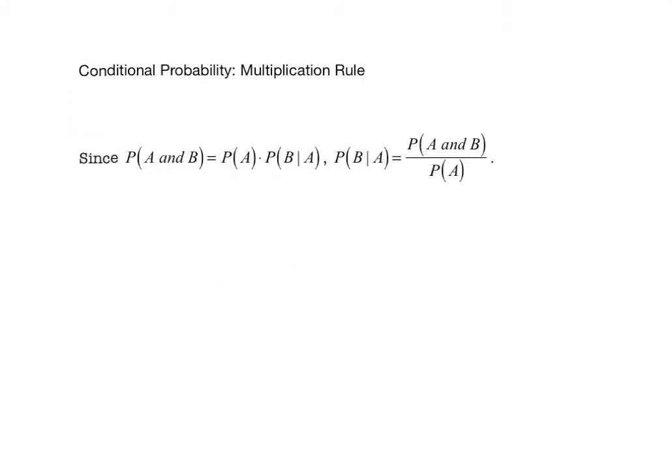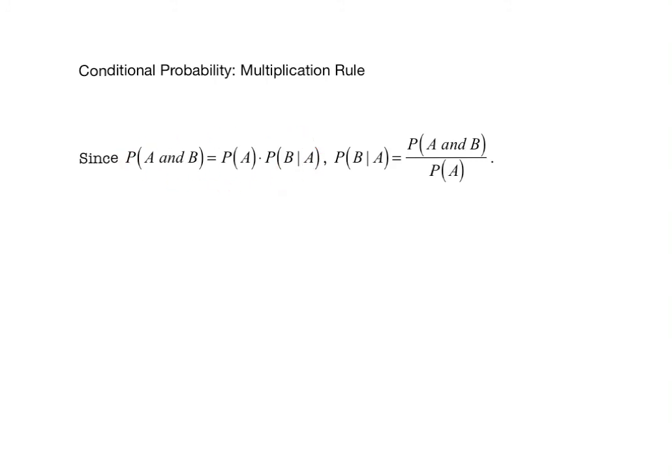While the multiplication rule is valuable in computing probabilities of events occurring in sequence, it's also valuable in that we can define conditional probability based on that. So in the previous screen, we saw the probability of A and B is equal to the probability of A times the probability of B given that A has occurred. This is the multiplication rule.